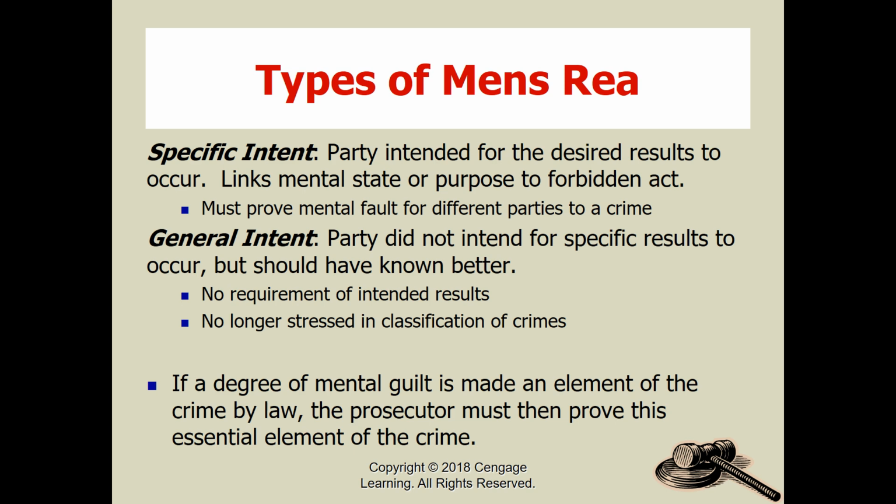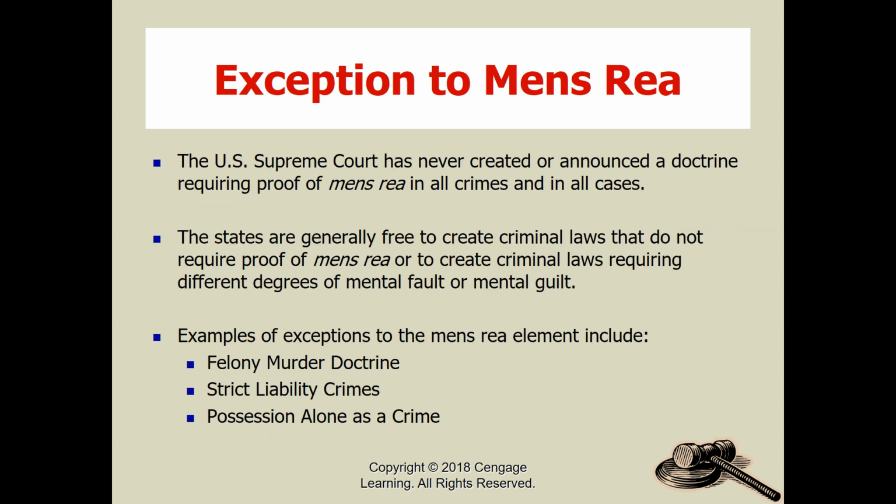If whatever level of intent is part of a crime, then the prosecutor has to prove that. Now, there can be cases, and states are free to create those cases, where there is no requirement of mens rea. So we come up with a substitute. The U.S. Supreme Court has never said that it is an absolute requirement. So there are a couple cases, some fairly rare, some pretty common.